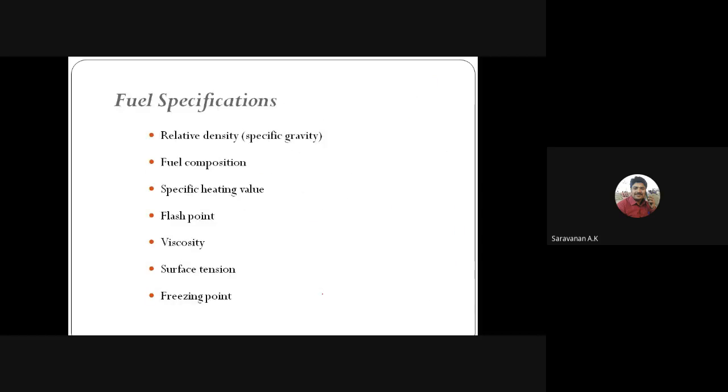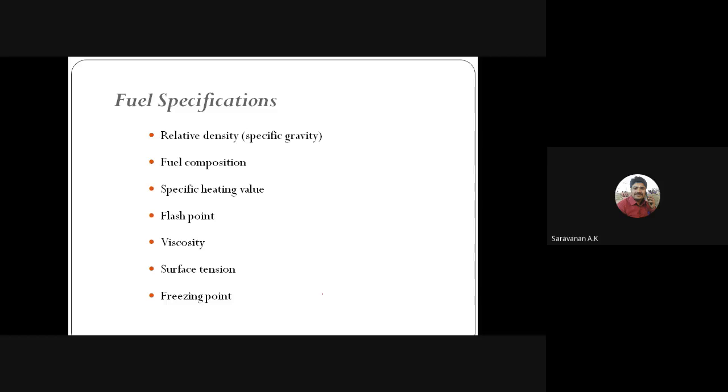Then we can see the next term, fuel specifications or fuel properties, right? These are the important terms. So what is that? The relative density, fuel composition, specific heat values, flash point, fire point, freezing point, viscosity, surface tension, right? These are the general fuel properties.